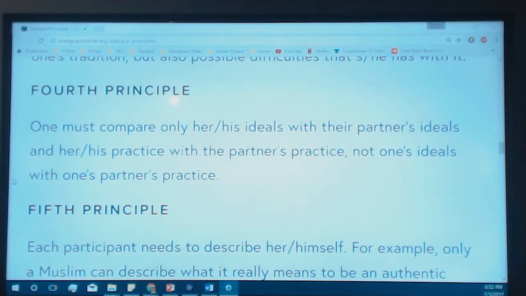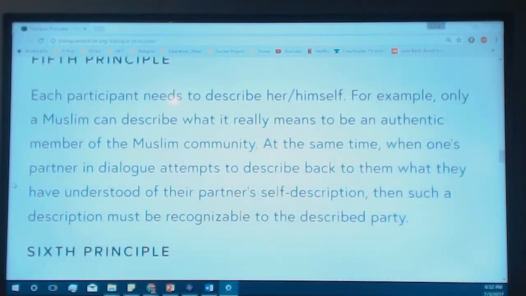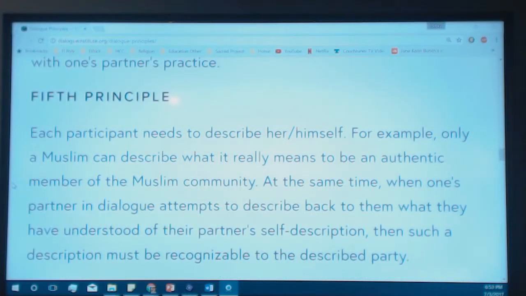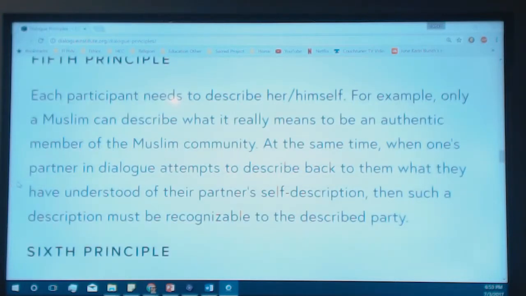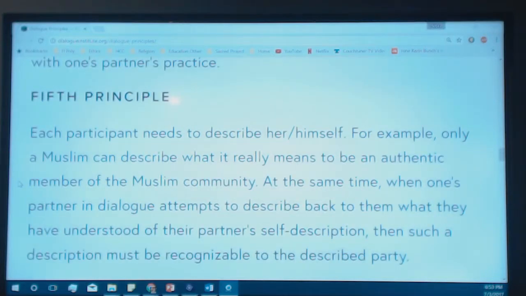In doing that, we're going to build better dialogue. Fifth principle, each participant needs to describe him or herself. For example, only a Muslim can describe what it really means to be an authentic member of the Muslim community. At the same time, when one's partner in dialogue attempts to describe back to them what they have understood of the partner's self-description, then such a description must be recognizable to the described party.